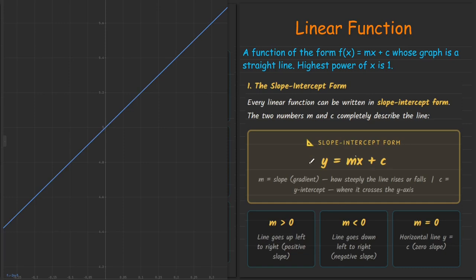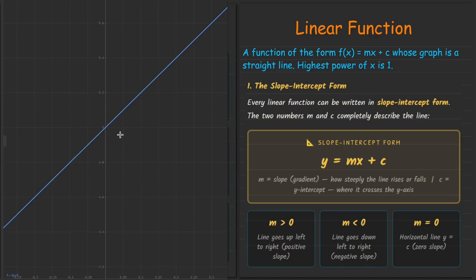So if you're able to write an equation in this form, you are easily able to tell what the gradient is, and you are also able to tell what your y-intercept is. As demonstrated, the value of m affects how your graph looks. When your m is greater than 0, then you have a line that goes up from the left. So this, for instance, is the equation 2x plus 5.